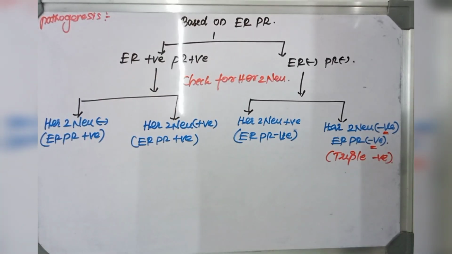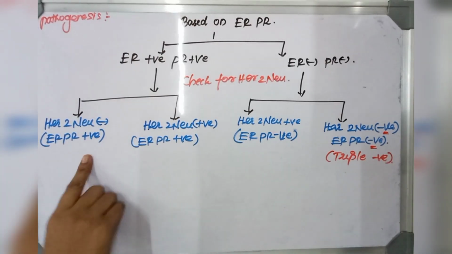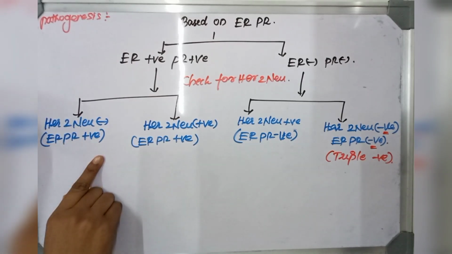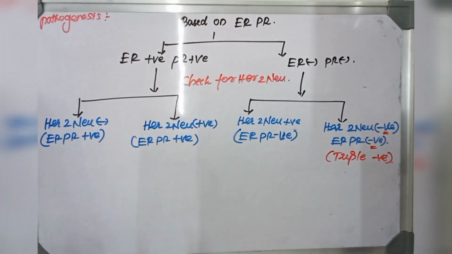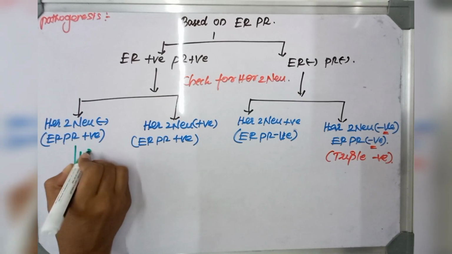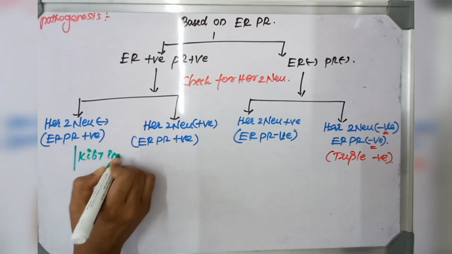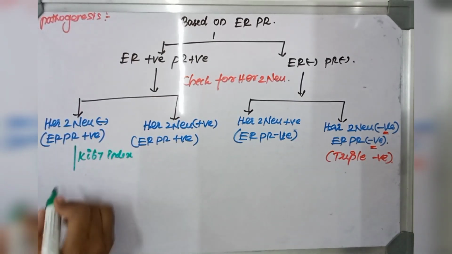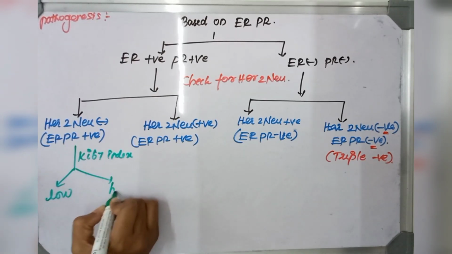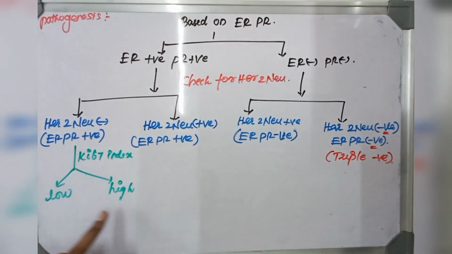Okay. Here we have to note this first one, HER2 negative, ER, PR positive. Actually, we have to check for the Ki67 index, which indicates proliferation. So after checking the Ki67 index, this again splits into low and high rates of proliferation.